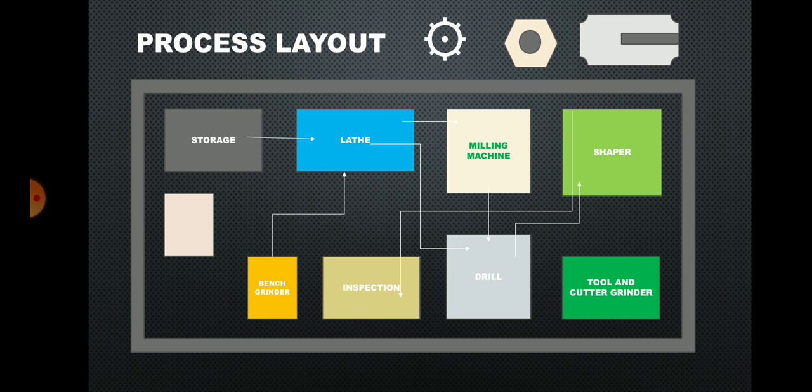After several operations the tool becomes blunt, so it moves to a bench grinder. So here the machines are arranged according to their function, not as a sequence of operations. So here is the best example of process layout.